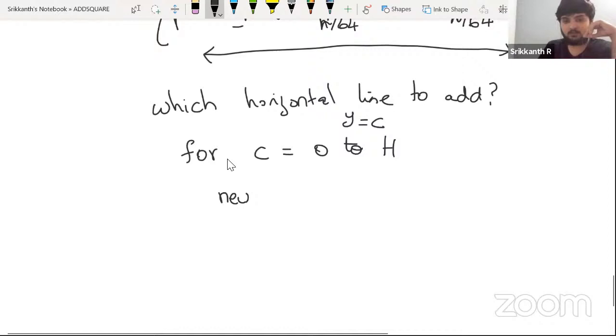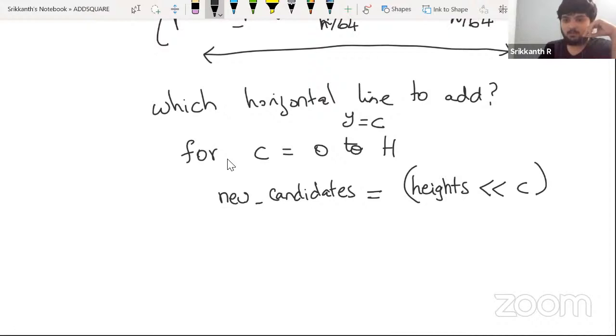So let's say the new candidates for height, with the addition of this horizontal line, will be the initial list of heights that were there, left shifted by c. This will give you hi minus c, where hi was one of the initial points. The other set that you will have to add is hi plus c. Those are candidates as well.